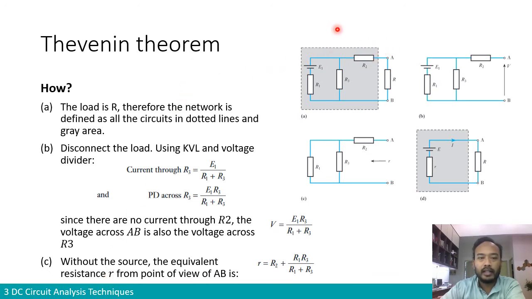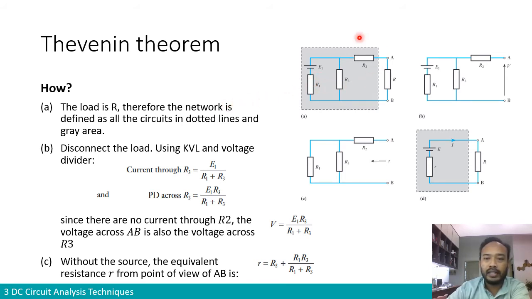Let's imagine, to illustrate how we use this Thevenin theorem, that we have this circuit over here. It is a circuit with a voltage source E1 and multiple resistors: R1, R2, R3, and the resistor R at the end of the circuit across the terminals AB. We are considering this R as the load. Therefore, we want to simplify all the other parts of the network as an equivalent voltage source with a series internal resistor. So what do we need to do?